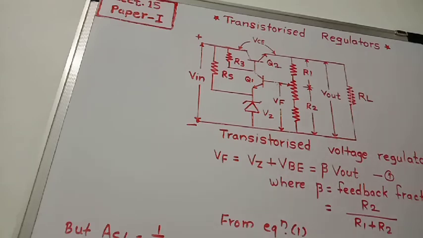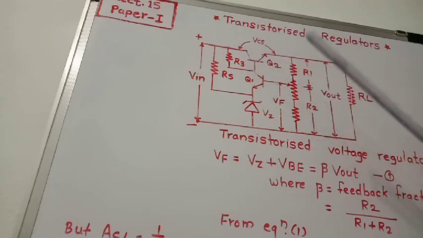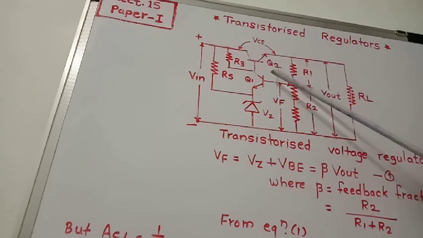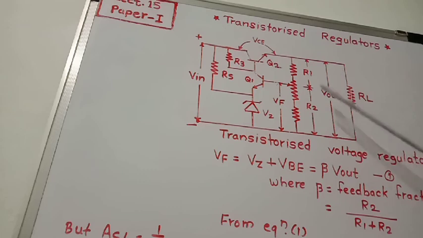Okay, now what is power dissipation? So the emitter follower transistor Q2 is in series with load resistance RL, and therefore it is also called as series pass element.